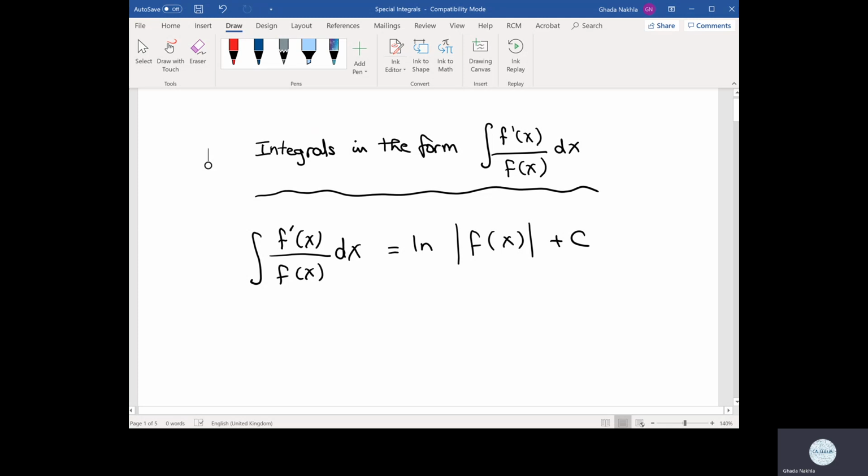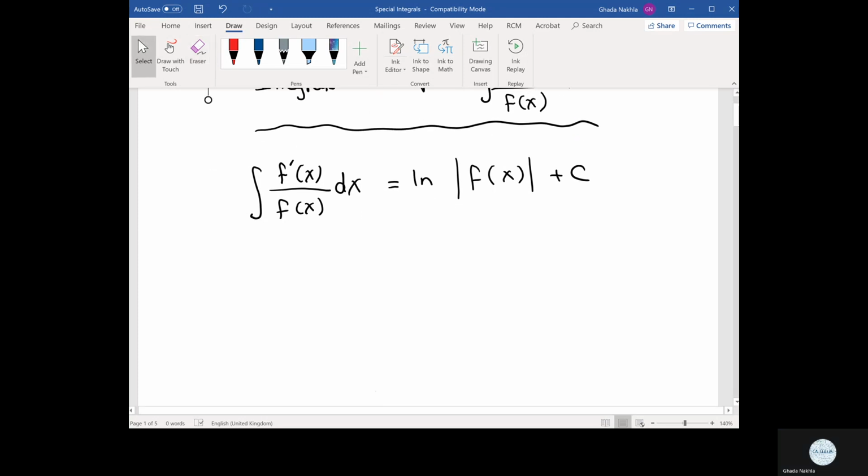Today we are going to look at integrating special integrals. These integrals look like the numerator being the derivative of the denominator. So when you differentiate f of x, you get f prime of x or f dash of x. If the numerator is the derivative of the denominator, then your answer is ln of your denominator, which is f of x, plus c.